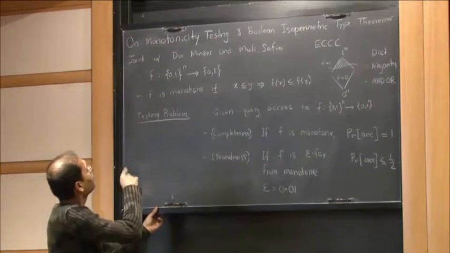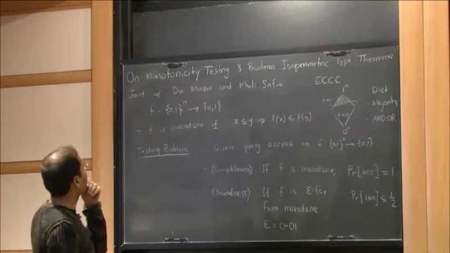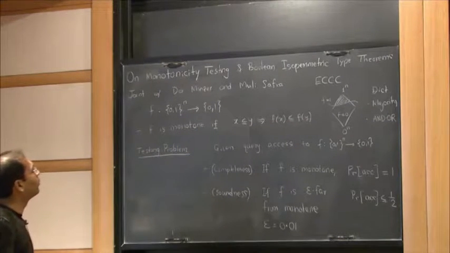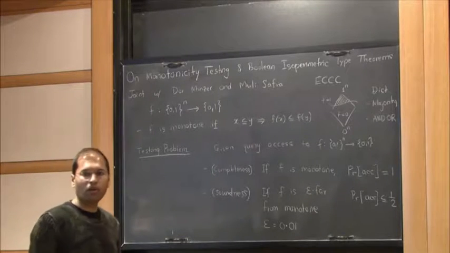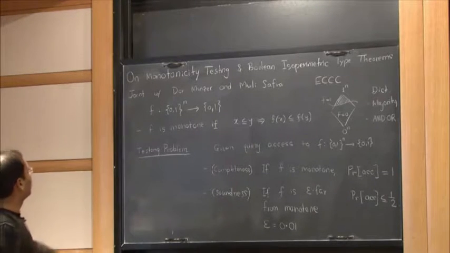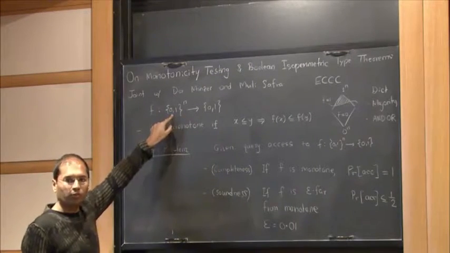So the title is monotonicity testing and boolean isoperimetric type theorems. This is joint work with Muli Safra and his student Dor Minzer. And the paper is available on ECCC if you want to take a look. So we'll be looking at boolean functions on the n-dimensional boolean hypercube.